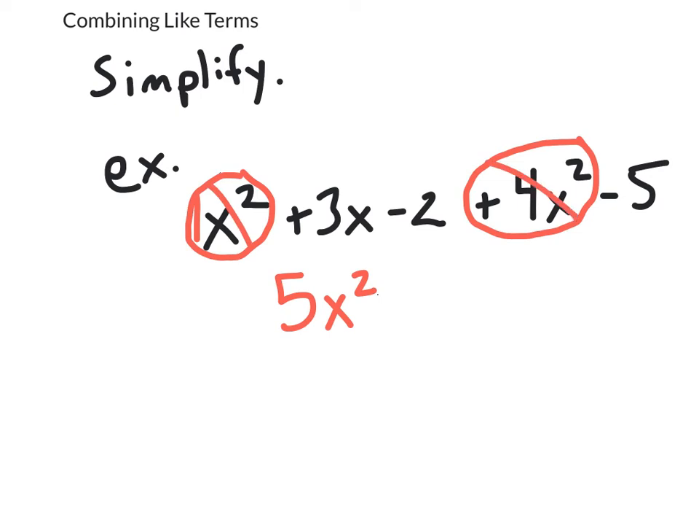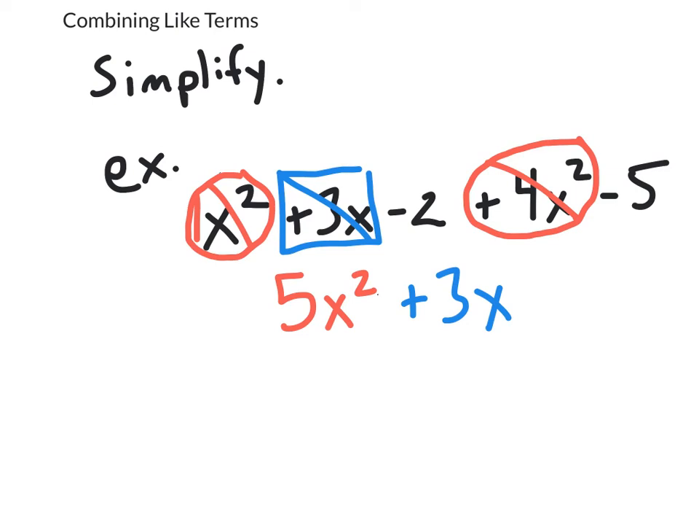The next thing I want to go after is my x term. I'm going to go ahead and use a rectangle, and this guy uses a circle on the first one. I have a 3x here. You will notice that there are no other x's available, so I'm just going to copy him down. He's going to be all by himself. That's going to be a 3x. I'm going to go ahead and cross that off.